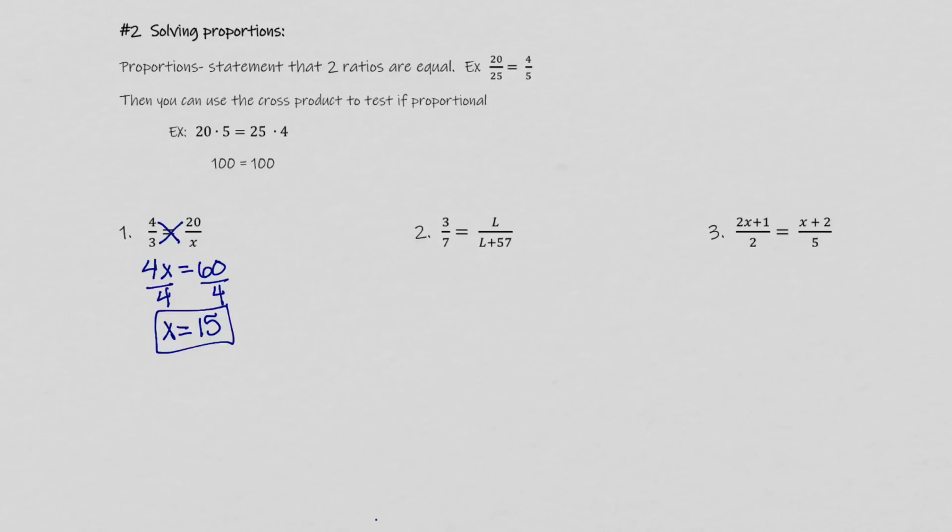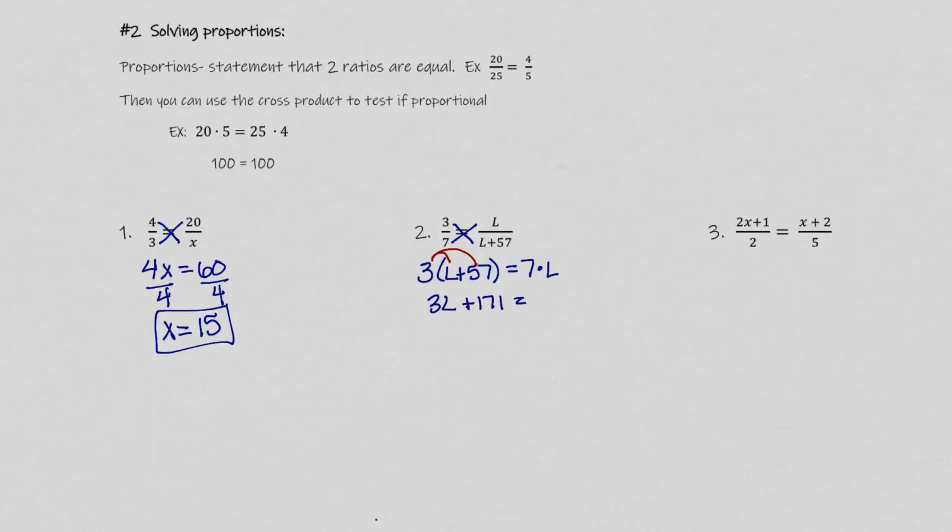So on this next one, on 2, I'm going to take 3 times L plus 57. Notice I put L plus 57 in parentheses because it's 3 times all of that, equals 7 times L, which is going that way. See why it's called cross multiplying? I make a cross that's going diagonal. Okay, anyways. So for this next line, I need to distribute this 3 to both things. So I get 3L plus 171.